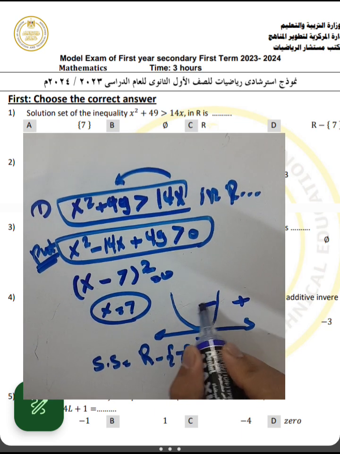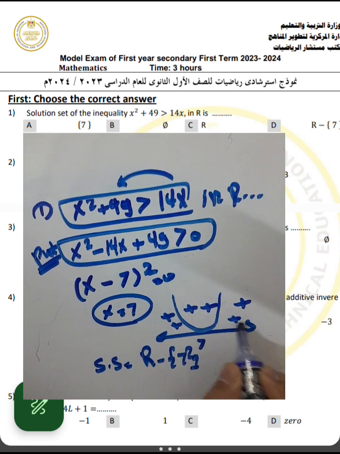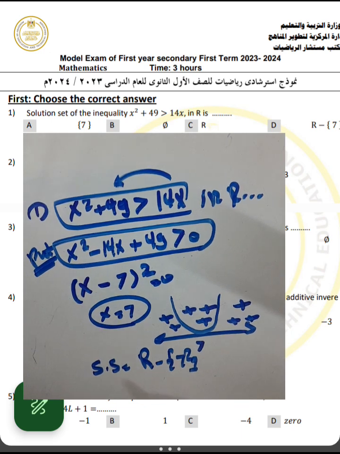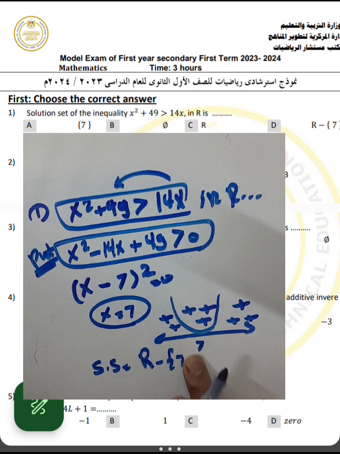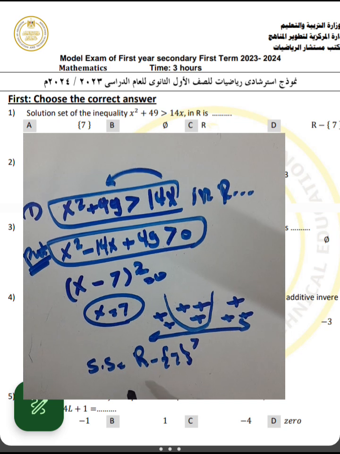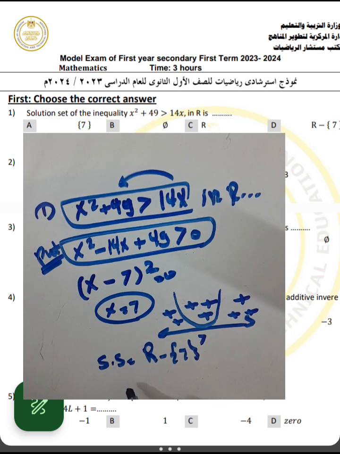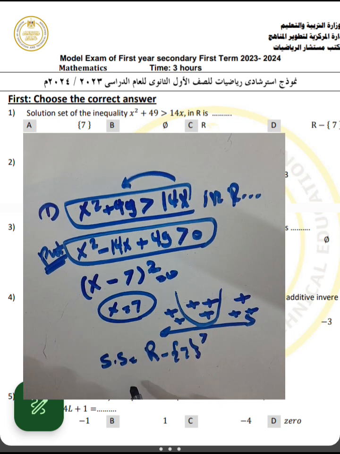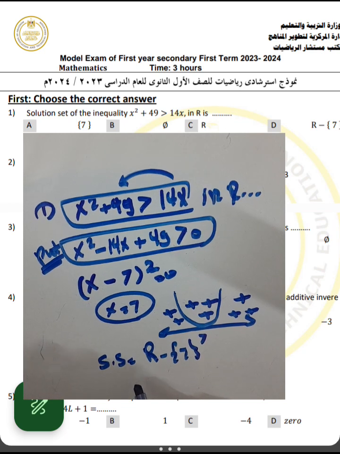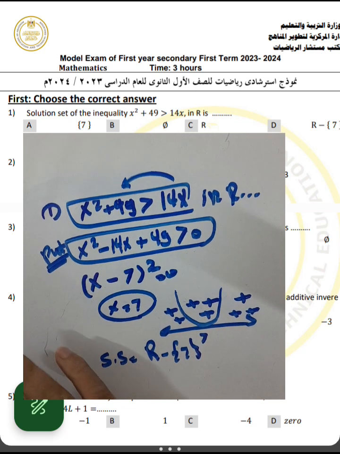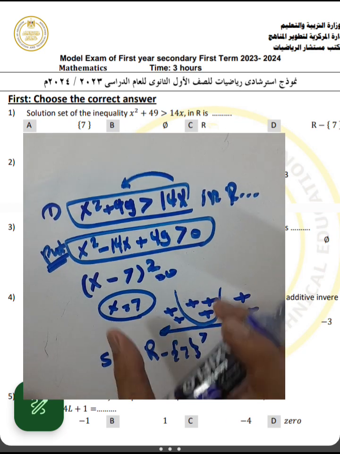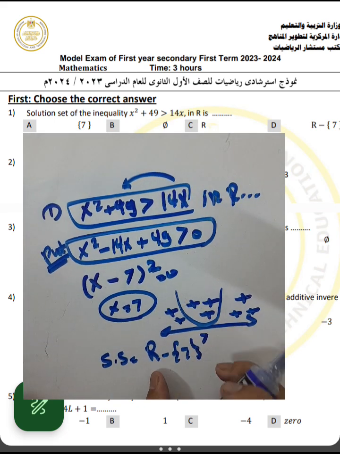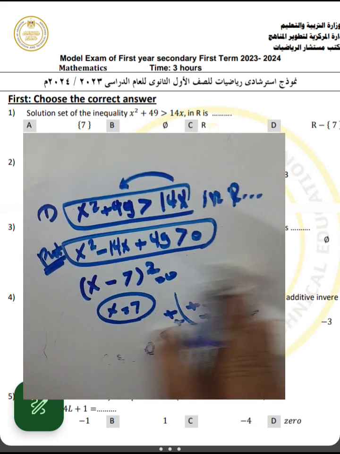All the results on the number line. Don't choose 7. Then the result will be R subtract set of 7. Choose letter D because you want the positive solutions. Okay, the positive solutions. We have R satisfies this inequality without 7. R subtract set of 7.